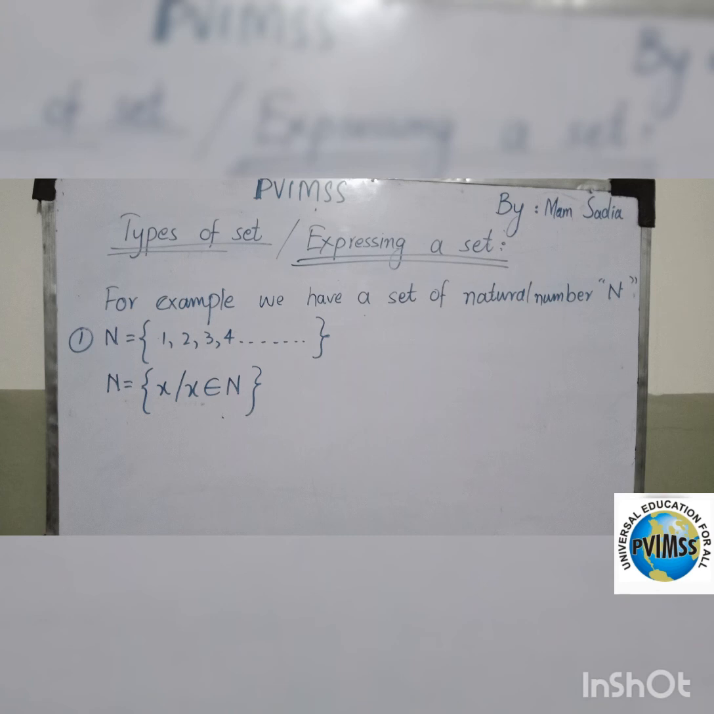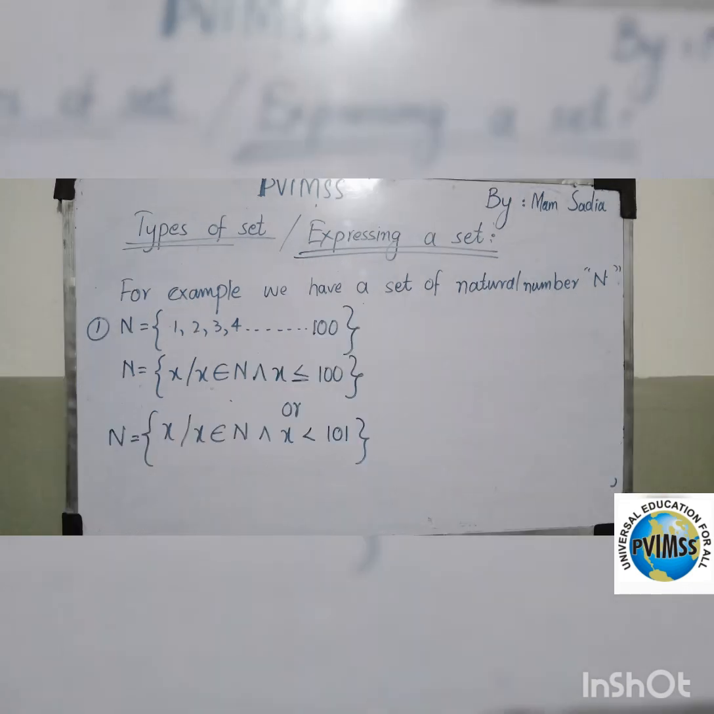And in set builder form, we'll write x such that x belongs to natural numbers. We know that natural numbers start from 1, and this set is also starting from 1. We'll just write x such that x belongs to N. As we don't know the last element, we'll simply write x such that x belongs to N, meaning each element belongs to natural numbers. The next example is N equals 1, 2, 3, 4 up to 100. We know this is a set of natural numbers, but till what element? 100 is the last limit, the last element of this set.